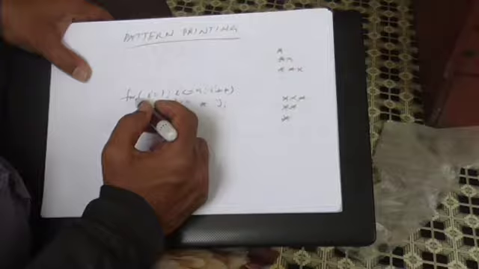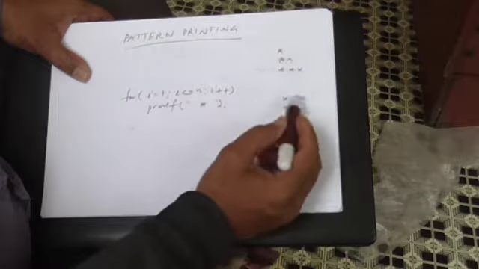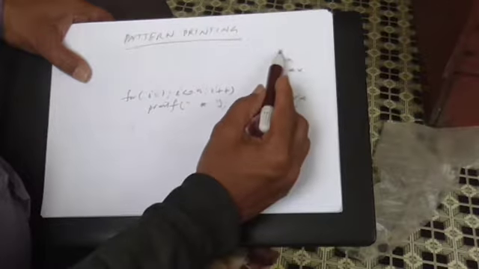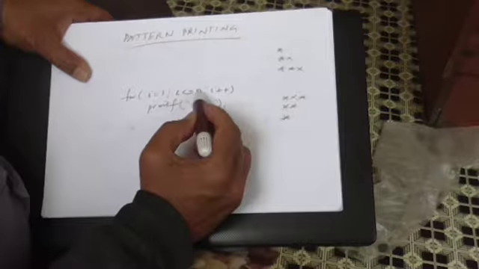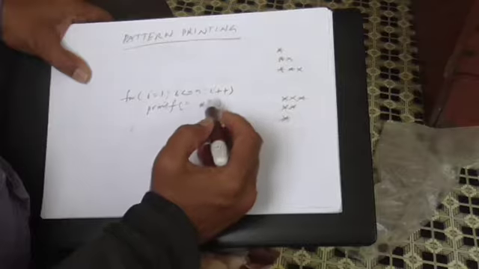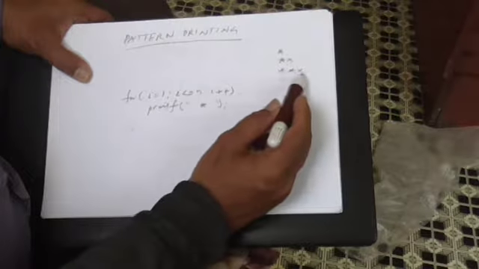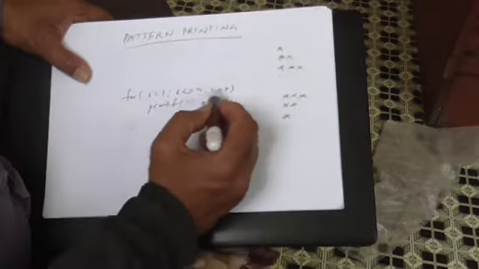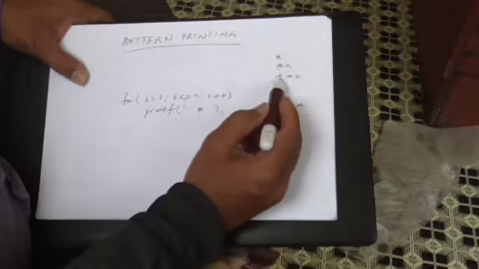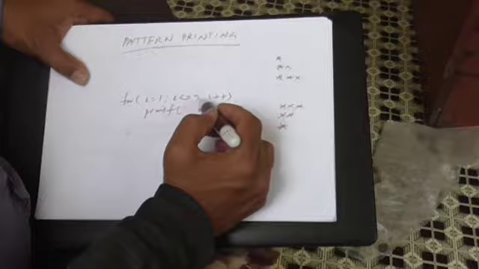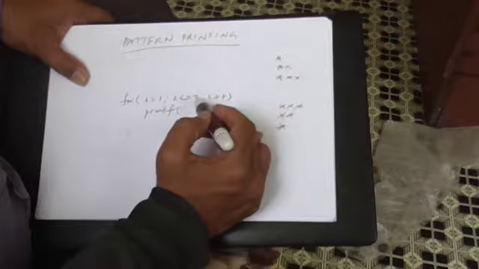See, the purpose of this loop is to print the given number of asterisks. Supposing n is 1, it prints 1 asterisk. If n is 2, it prints 2 asterisks. If n is 3, it prints 3 asterisks. So to print 1 asterisk, n should be 1. To print 2 asterisks, n should be 2. To print 3 asterisks, n should be 3. To print 4 asterisks, n should be 4.